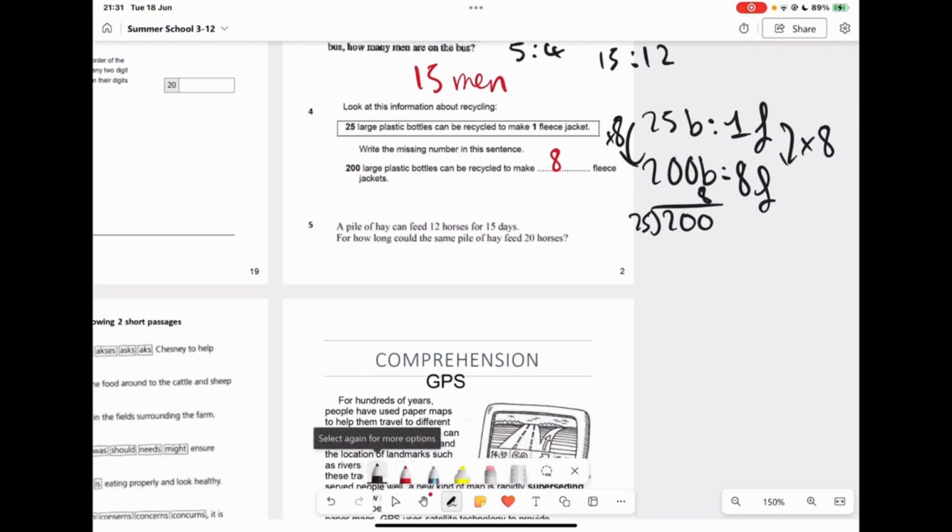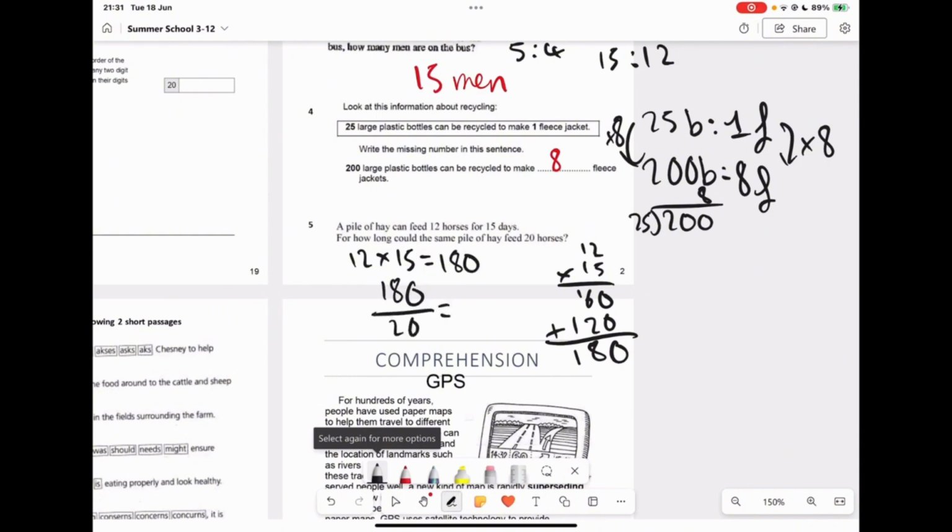Okay, a pile of hay can feed 12 horses for 15 days. So how long would the same pile feed 20 horses? So we know that it's 12 horses and 15 days. So to find the total work done, you can use the column method. 12 multiplied by 15. So 2 times 5 is 10. Carry the 1. 1 times 5 is 5. Plus 1 is 6. And then 2 times 1 is 2. And 1 times 1 is 1. So it's 180. Okay, and then you take your 180 and you divide it by 20, which gives you the answer of 9. So the answer will be 9 days.